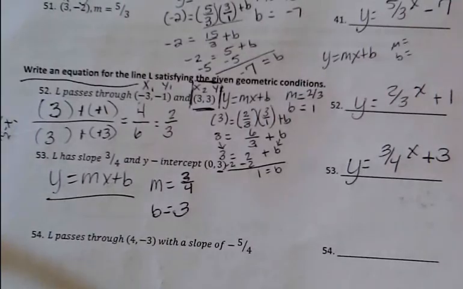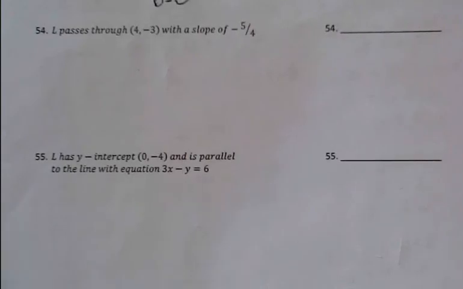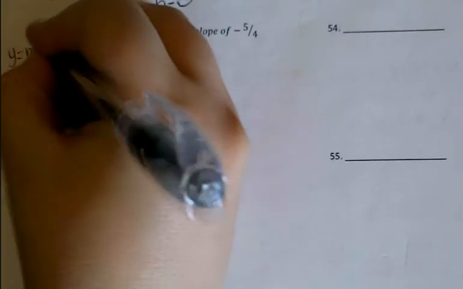Sometimes they're going to be a little more intricate, like problem number 52. Sometimes they're going to be very easy and straightforward and to the point, like problem number 53. Now let's look at problem 54. It says L passes through the point (4, -3) with a slope of -5/4. So this is a lot like problem numbers 50 and 51 that we did earlier in the study guide. So you should always say y equals mx plus b, m equals, and b equals. Whenever your directions say write an equation for the line, that's the first thing you should do.